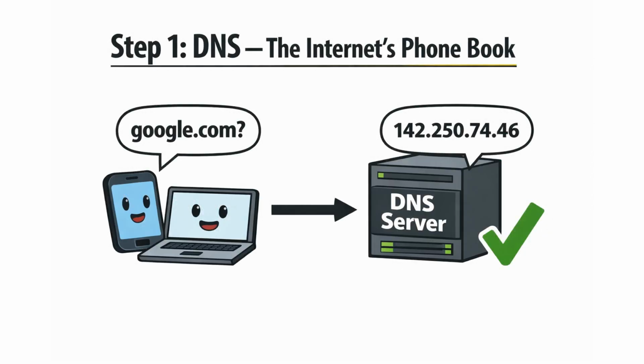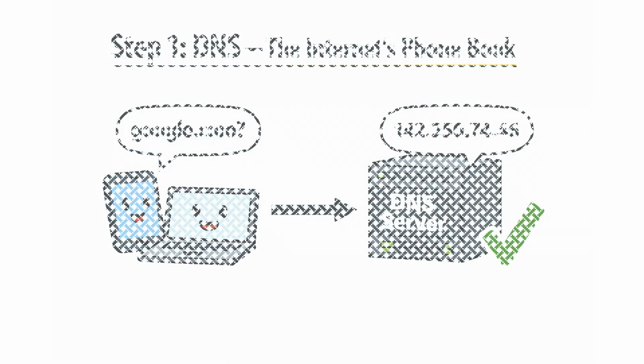Okay, so now let's put it all together. You open your browser and type google.com. What actually happens in that half a second? Step 1. DNS lookup. Your device doesn't understand google.com. Computers speak in numbers, not names. So your device asks a DNS server, basically the Internet's phone book, hey, what's the actual address for google.com? The DNS server replies with an IP address, something like 142.250.74.46. Now your device knows exactly where to go.